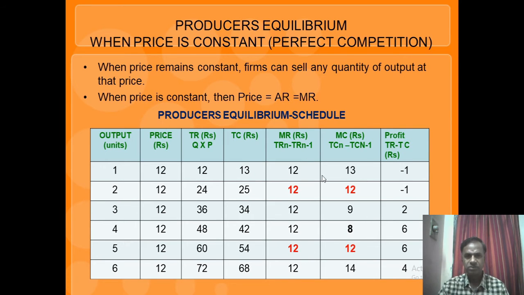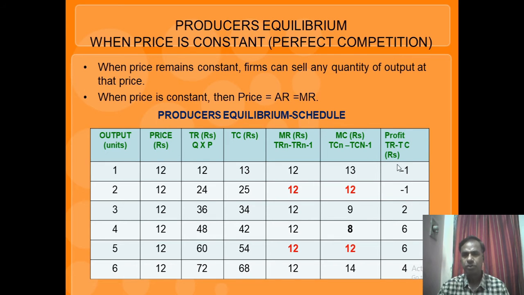We will calculate MC from TC. TC, that is 13, 25 minus 13 is 12, 34 minus 25 is 9, 42 minus 34 is 8. Likewise, MC first decreases, reaches the minimum, then increases. That's why MC is U-shaped. MC curve is U-shaped. Here MR is constant, parallel to the x-axis.